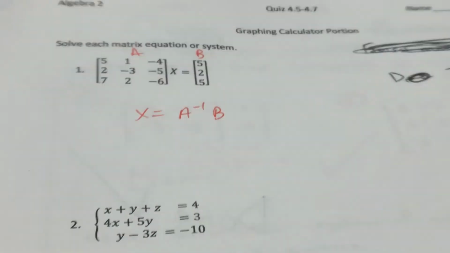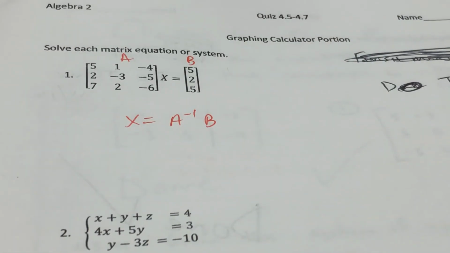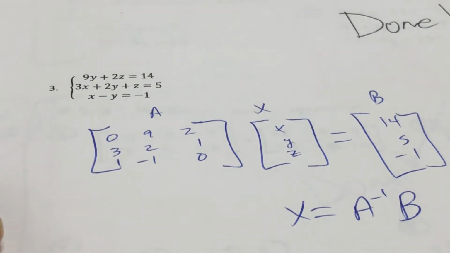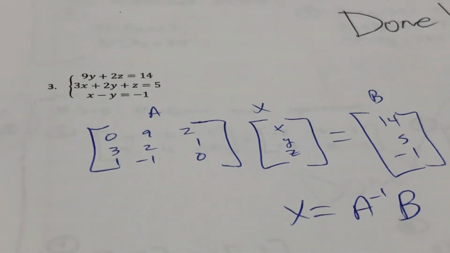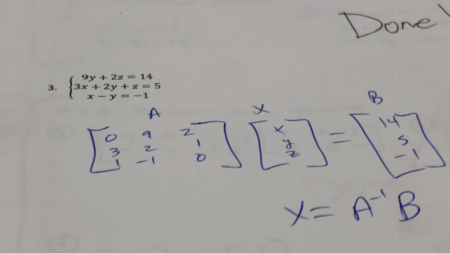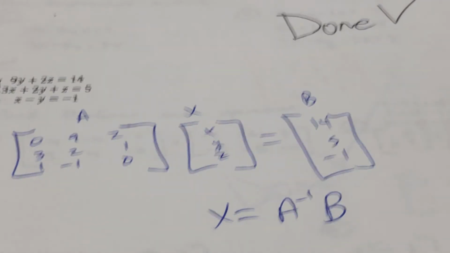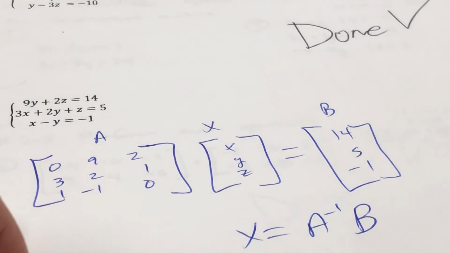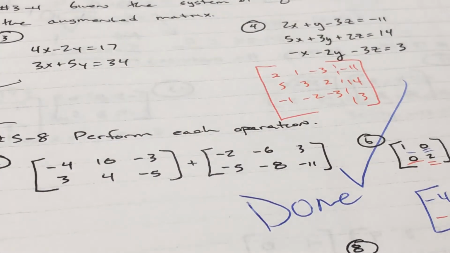Okay, this is definitely with your calculator. That's matrix A, that's matrix B. You need x equals A inverse B. This is another one to do when we get back. You need to write matrix A, 0, 9, 2, 3, 2, 1, 1, -1, 0. Matrix X equals matrix B. X is A inverse B. Your answer will be a 3 by 1 matrix.